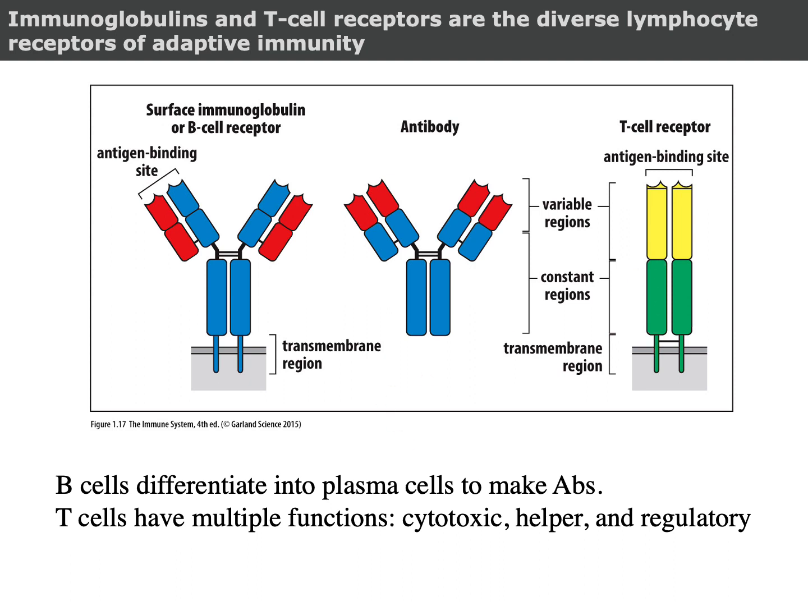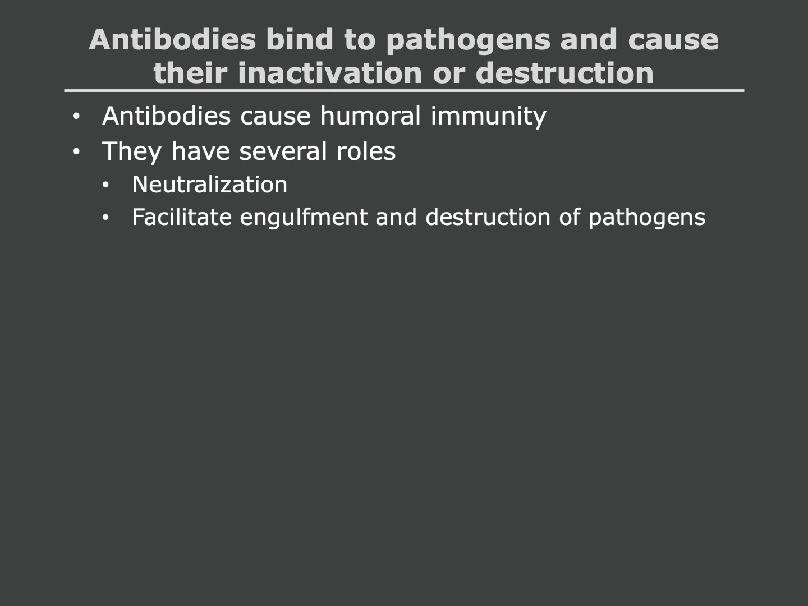Now, B cells are going to differentiate into plasma cells, and those plasma cells make antibodies, okay? And T cells, there's a lot of different functions of T cells. We'll talk about them as we get deeper into class. But there are cytotoxic T cells, helper T cells, and regulatory T cells. Now, what do antibodies do? Well, antibodies can bind to pathogens, and they can either cause inactivation or destruction, okay? You may have heard of humoral immunity. Antibodies are involved in humoral immunity, okay?